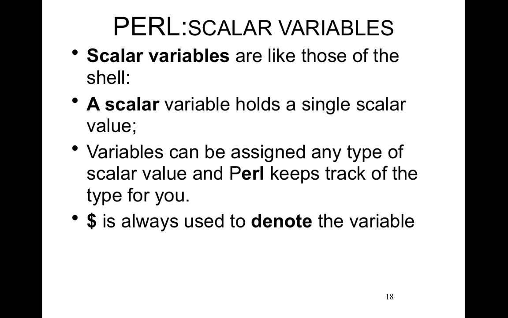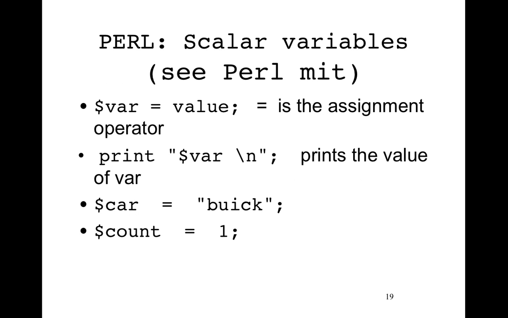We have scalar variables. They're like those of the shell. This looks like a very similar slide to one we saw a few minutes ago, but it shows the syntax: the $ sign is always used to denote the variable. Perl keeps track of the types for you. You don't have to tell it what type it is. If it's a string, it always prints it out like a string.